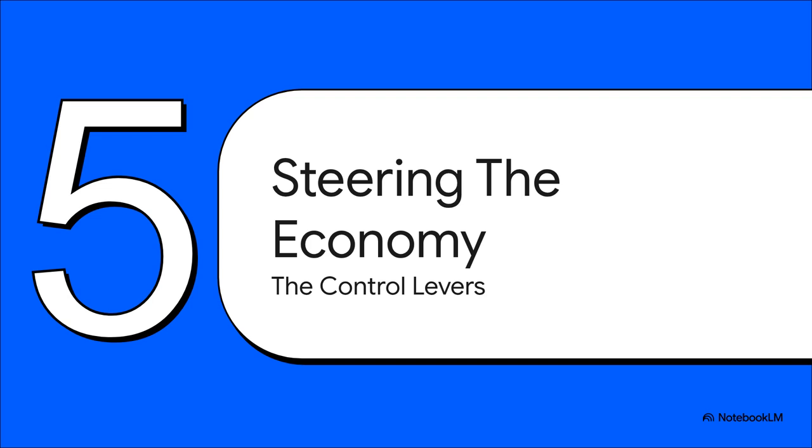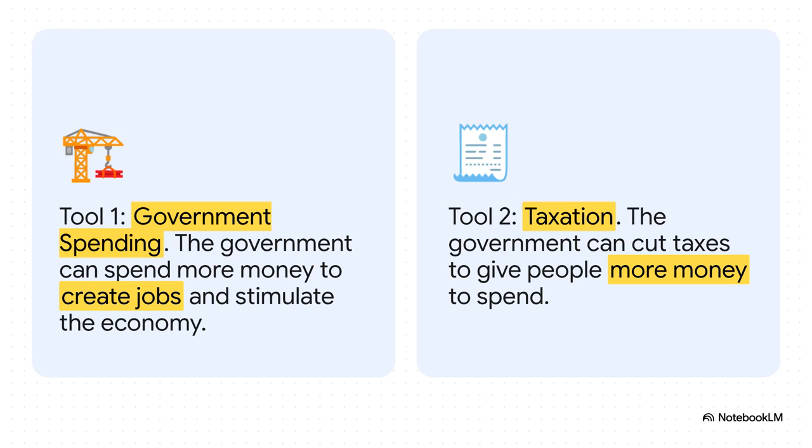If the machine is slowing down, or maybe it's overheating, can't we do anything about it? Are there ways to steer it? The answer is yes. And one of the main toolkits for the job is something called fiscal policy. And fiscal policy really just boils down to two primary levers that the government can pull: how much it spends and how much it taxes.